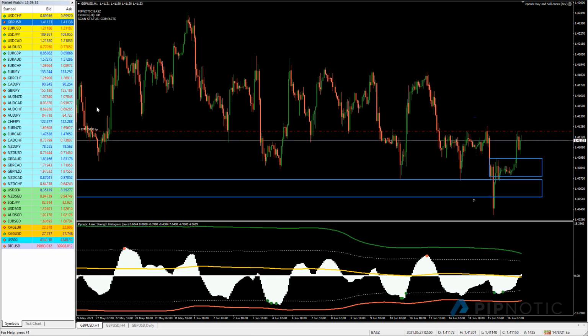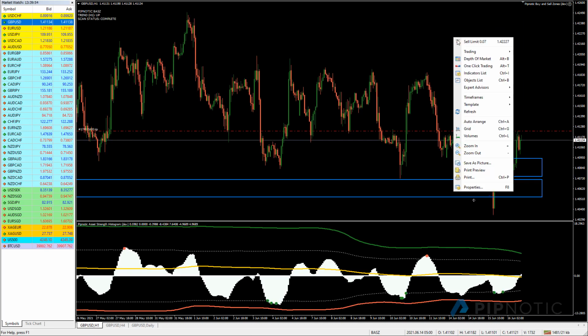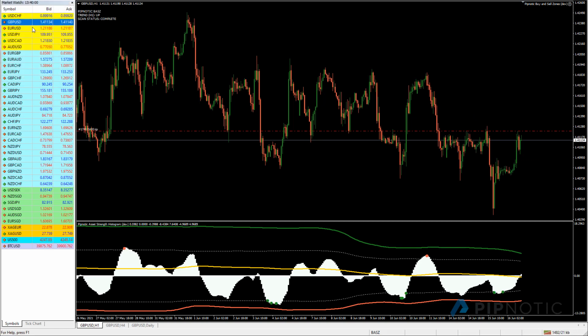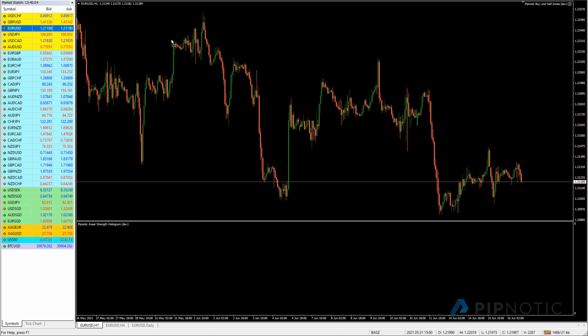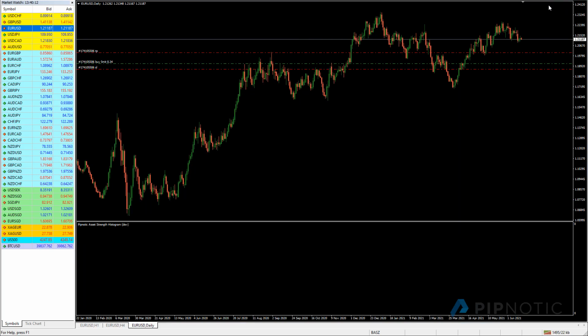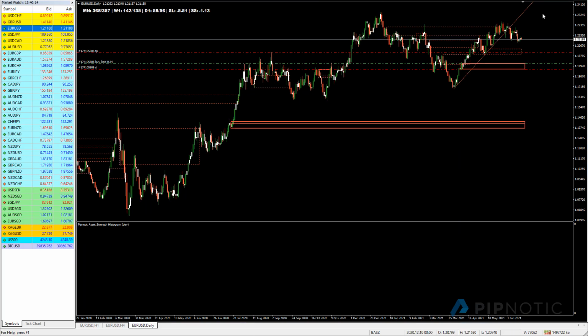If we have a look at, let's remove these, let's remove all of them, objects list, boom, and let's have a look at the euro American dollar. Maybe I just called the pound the American dollar, but it's whatever. So if we look at this, where are we in the big scheme of things? Well, it looks like we're pretty high.